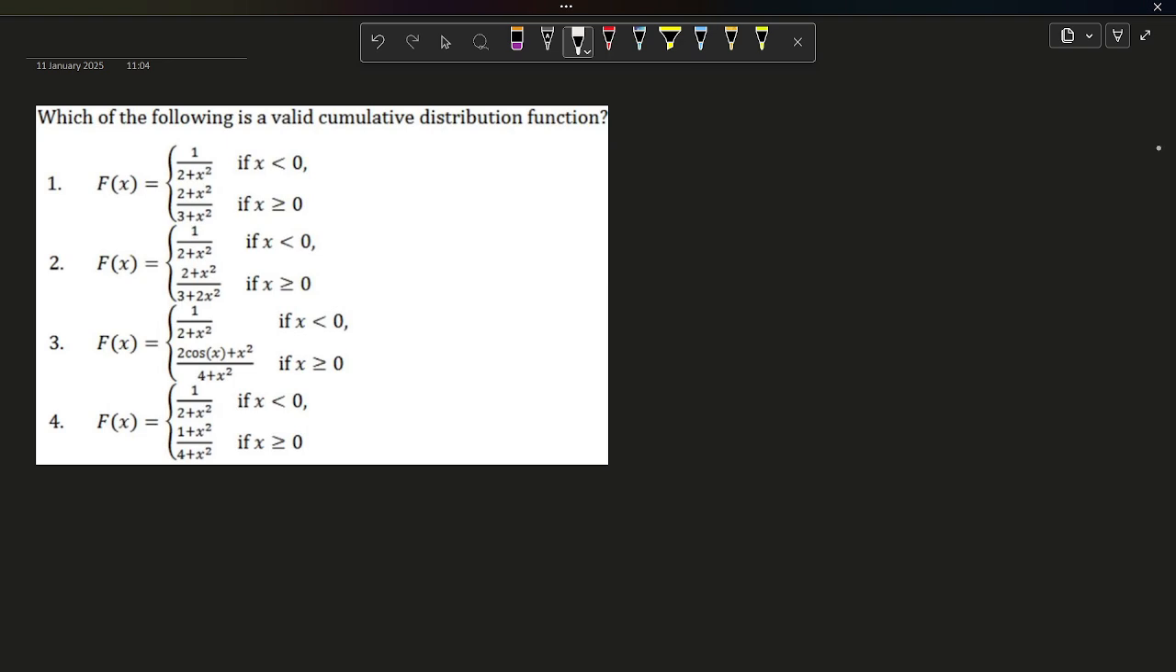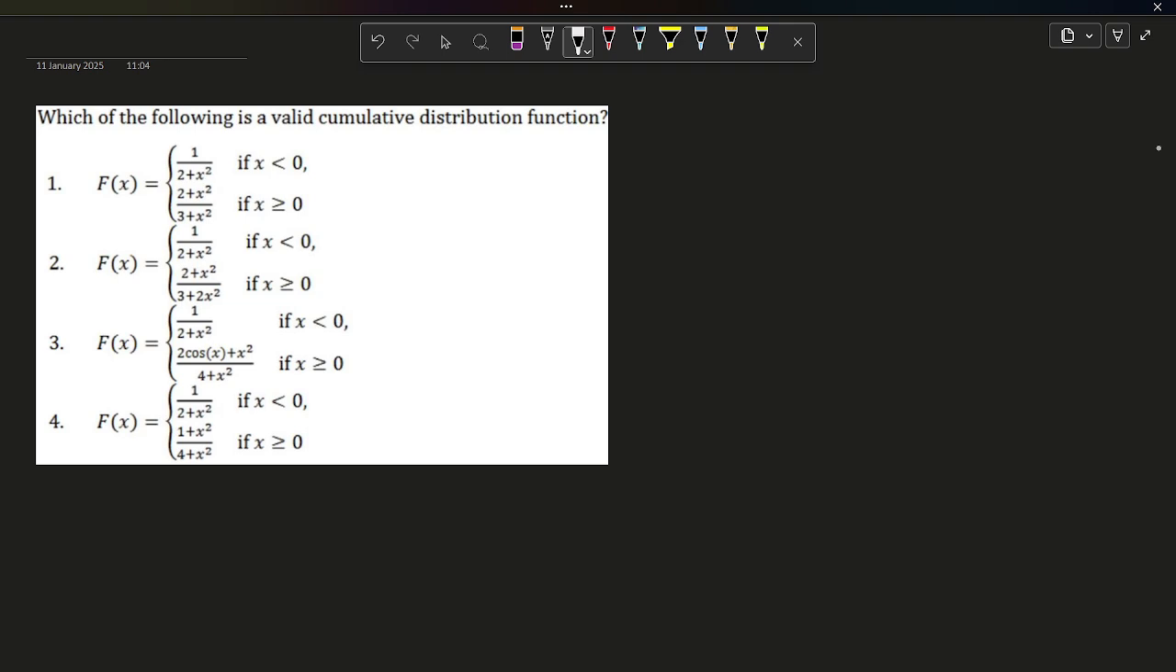This question is asking which of the following is a valid cumulative distribution function. Option 1 says F(x) equals 1 by 2 plus x square if x is less than 0, and 2 plus x square by 3 plus x square if x is greater than or equal to 0, that means x is non-negative.